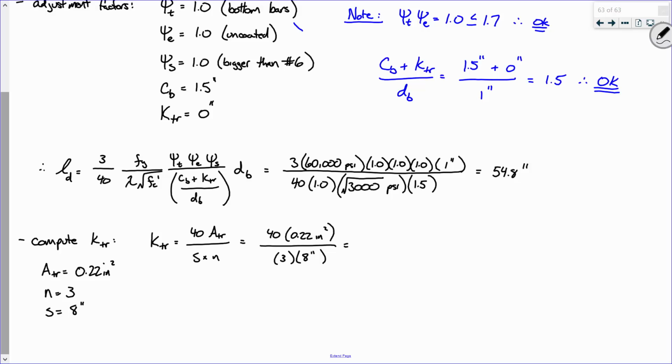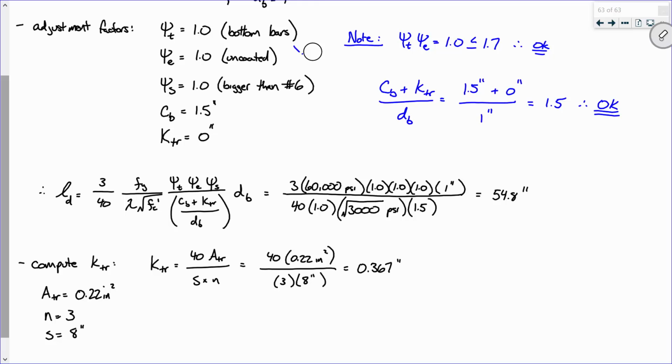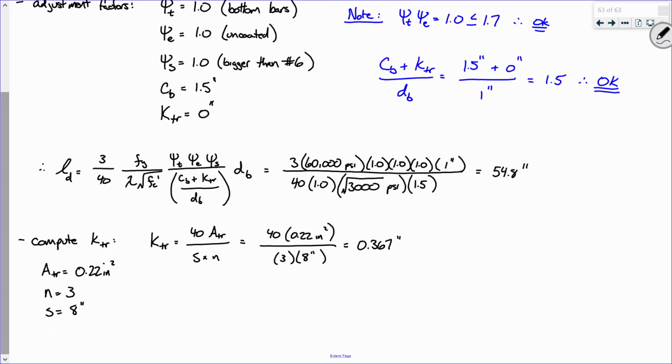So what do we got for this? 0.367 what? Inches. Let's talk about this CB plus KTR over DB. What do we get for this?